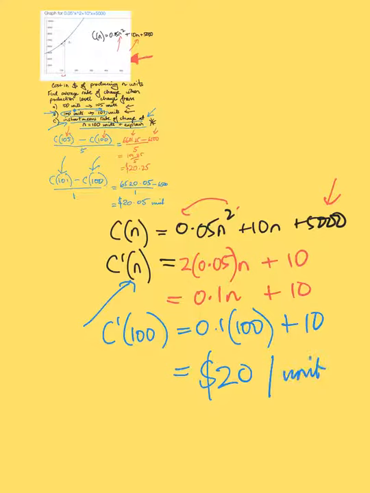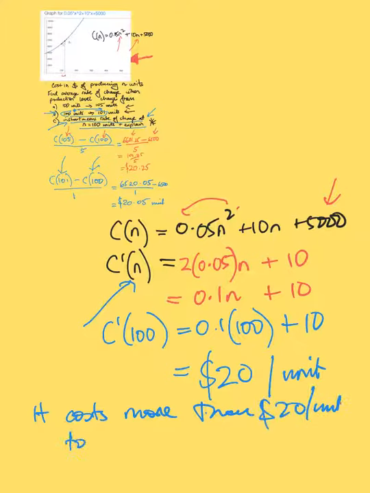And what does that mean? Well, they're asking you to explain it. And what we've worked out is that it costs more than $20 per unit to produce units once you get above the 100th unit. Okay, so that's what it's saying. It's saying it costs more than $20 per unit to produce units after the 100th unit. And that's exactly what we've worked out there. I hope that helps a bit.